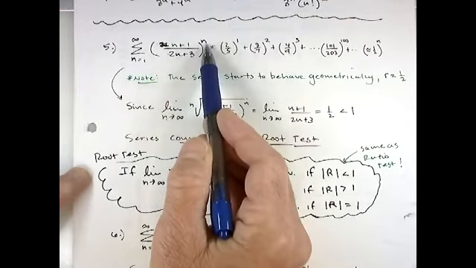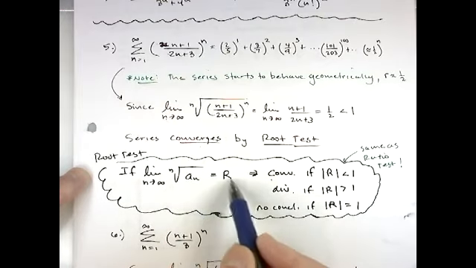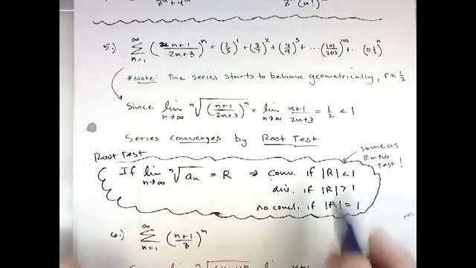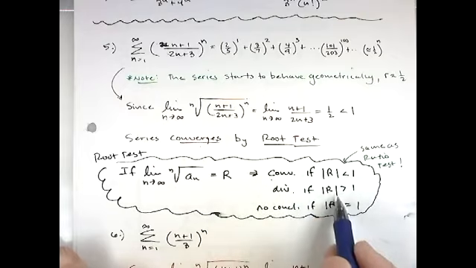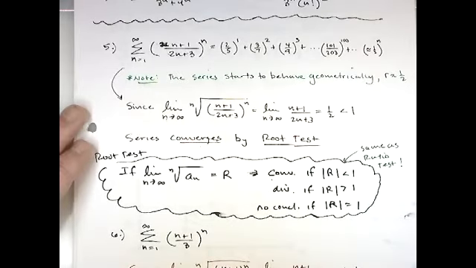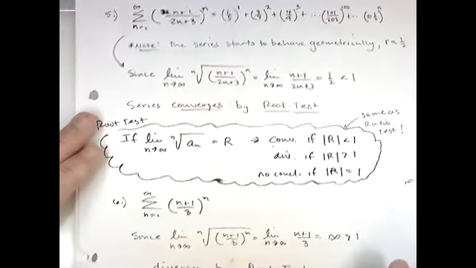Especially if you see things to the nth power, then the nth root of a sub n, if you get a limit r, the interpretation is just like the ratio test, which is based off the geometric series test. If the absolute value of r is less than 1, it converges. Greater than 1 diverges. And just like the ratio test, if you do get 1, then there's no conclusion. The test fails. You'd have to use something else. Okay, so let's see an example of that.